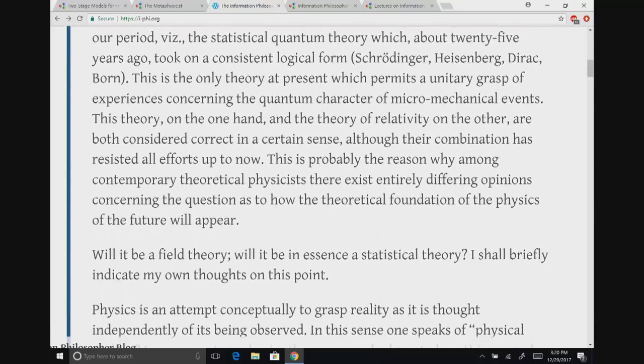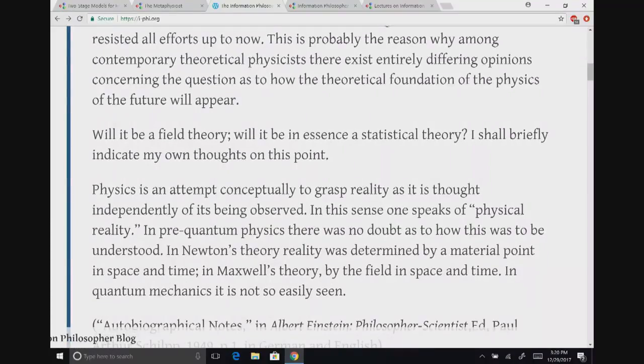And then he asked this profound and very deep question. "Will it be a field theory, or will it be, in essence, a statistical theory?" And that's the key question. I'm going to hope to convince you that he decided it has to be not his continuous field theory. And then he says, "Physics is an attempt conceptually to grasp reality as it is thought independently of its being observed."